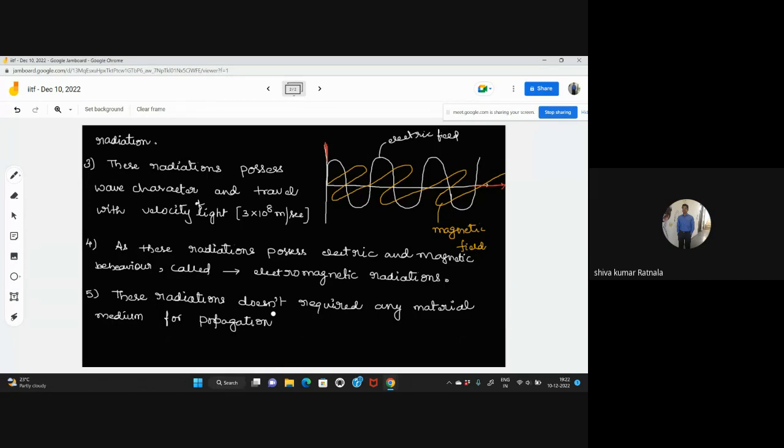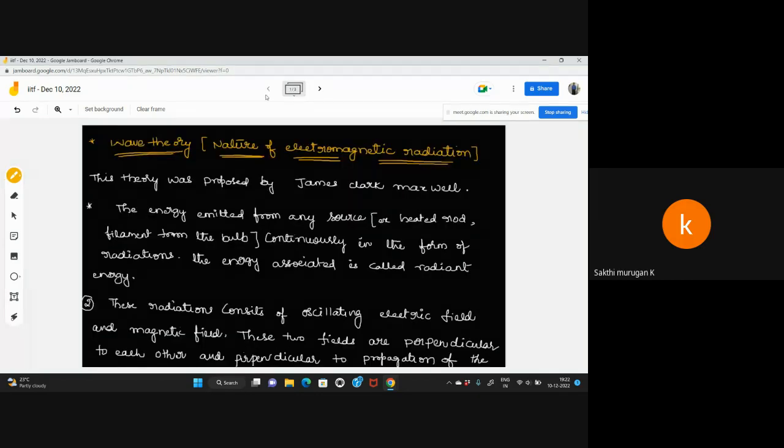Sir, previous slide. What is meant by propagation? Propagation means direction. Sir, can't these radiations travel through solids and all? It doesn't require a medium, so it can travel. Yes, sir.